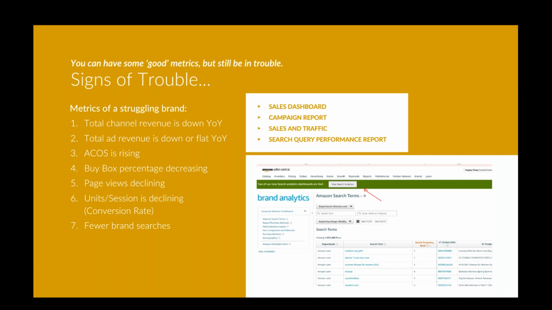And then again, fewer brand searches, as Kenley mentioned. If our brand is shrinking in volume on the Amazon landscape, that's definitely a red flag. So how can we promote our brand, not just our individual ASINs, to make sure that we're continuing to carve out significant market share against our competition? So those are some of the signs to keep an eye out for.